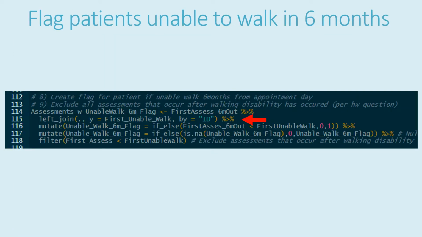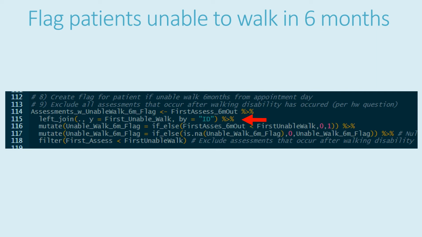Next, we're going to create a yes/no flag to determine if the patient was able to walk 6 months following their assessment day. First thing we're going to do is join the table where we have our first assessed plus 180 calculation, the first assessed 6 month out table, with the temp table we just built to see the first time a walking disability occurred, the first unable to walk temp table.